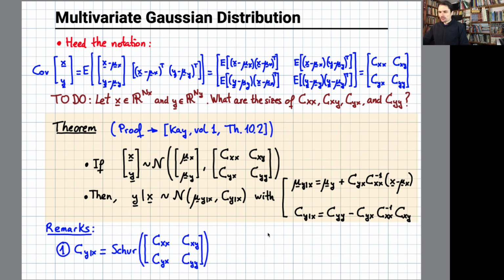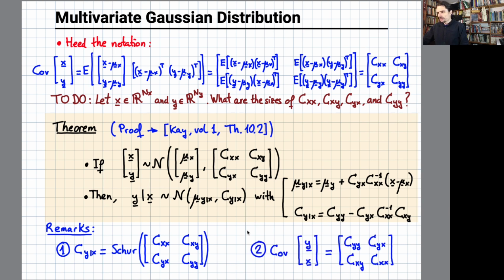And just for those of you familiar with Schur complements in linear algebra, this posterior covariance is precisely the Schur complement of this block in the covariance matrix, right? Those of you that are not familiar with Schur complements may just disregard this, because it is not necessary to follow the rest of the course, but of course it helps remembering this expression.